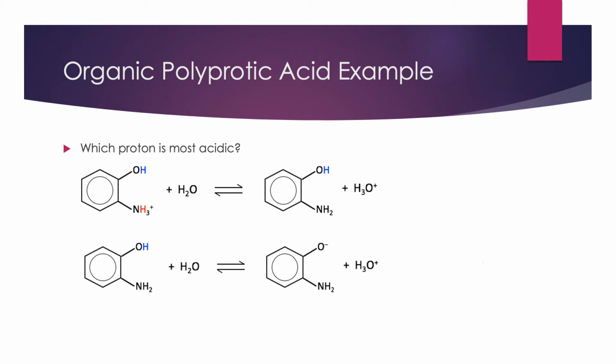Look at the first compound on the upper left there. It's a benzene ring with an OH and an NH3 plus attached. So it's basically an amine that has been protonated. And so when we react that with water, we would find that it would react to form the amino compound, NH2 and OH attached to the benzene ring, and H3O plus.